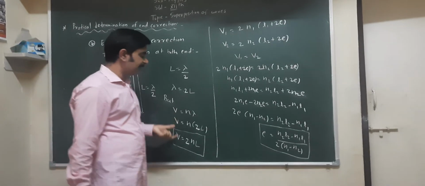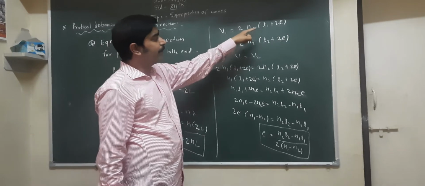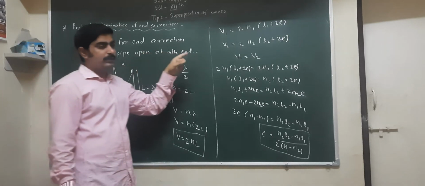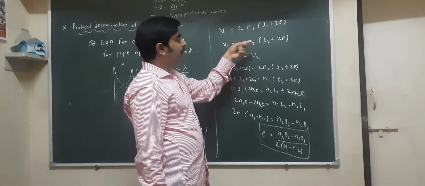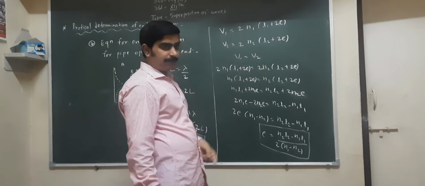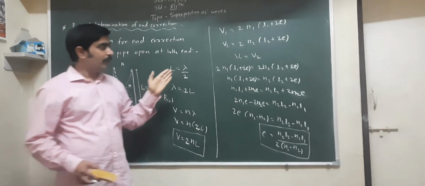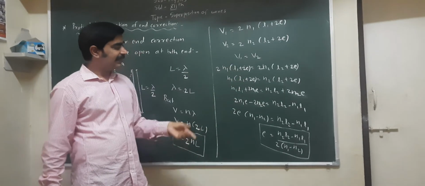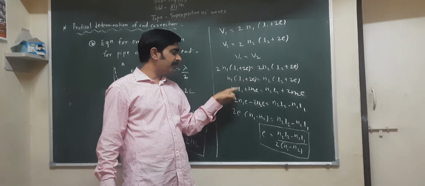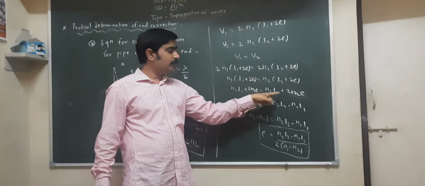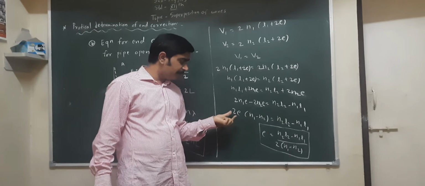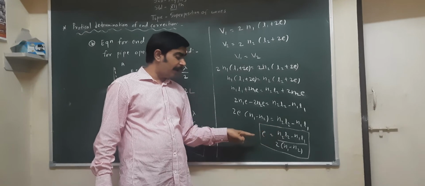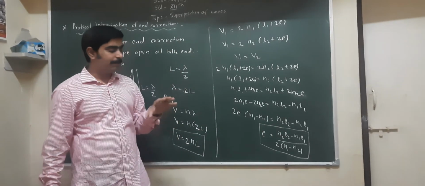The velocities will be V1 and V2. So we can consider V1 is equal to twice N1 plus 2E, because we are using the 2E in connection to both ends. V2 is equal to 2 into the bracket N2 plus 2E. Now both the velocities are the same, so we compare V1 is equal to V2. Compare, these two will get cancelled. Again do the multiplication: N1 plus twice N1E, N2 plus twice N2E. Take out the 2E as a common factor, and then we get E is equal to N2 minus N1 upon 2 into the bracket N1 minus N2.